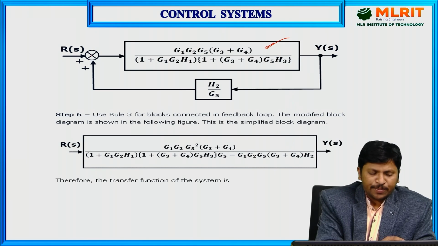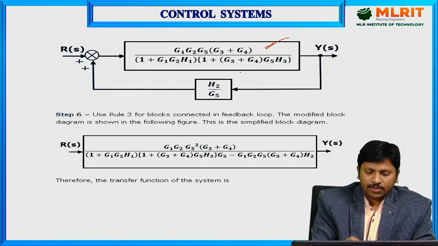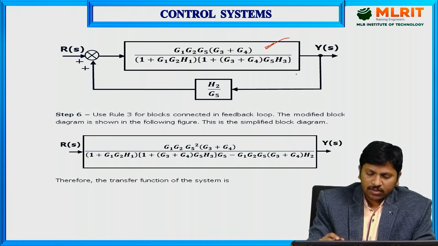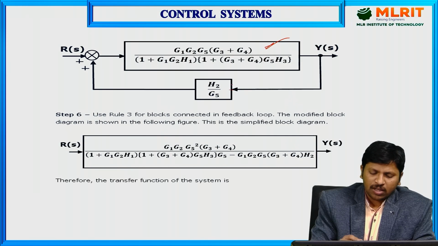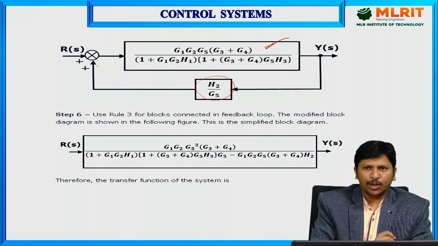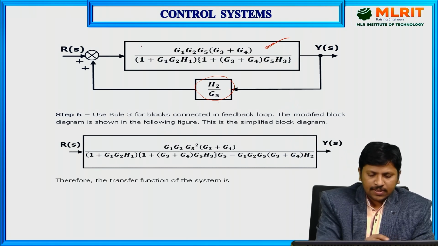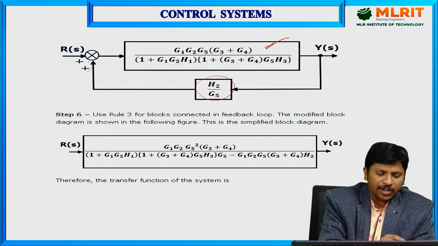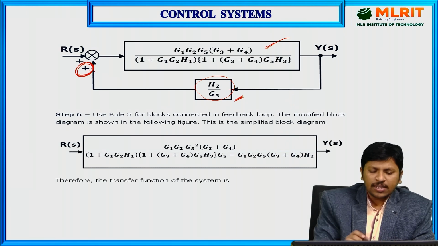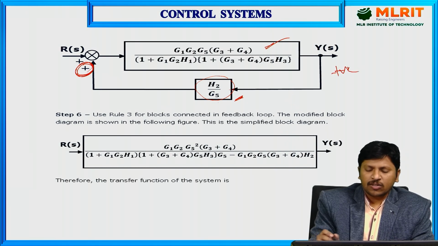Here, just observe, this is a signal passing through this block and again fed back to the feedback signal H2 divided by G5, and again entering the reference signal at the input summing point. This one ends with the positive sign, so this is the positive feedback.